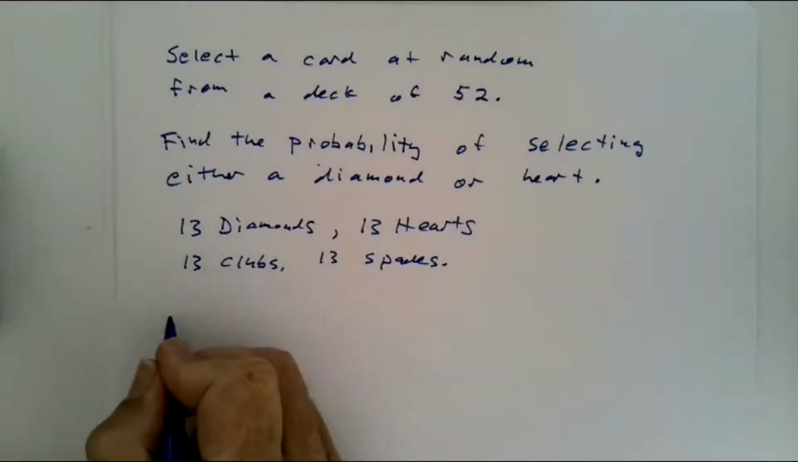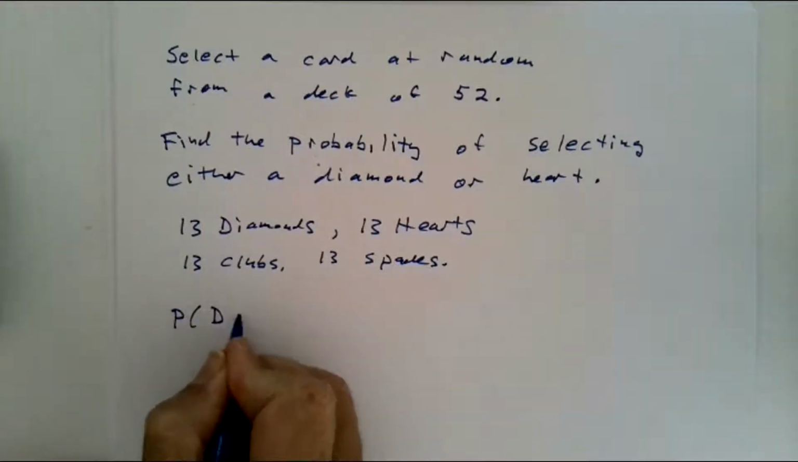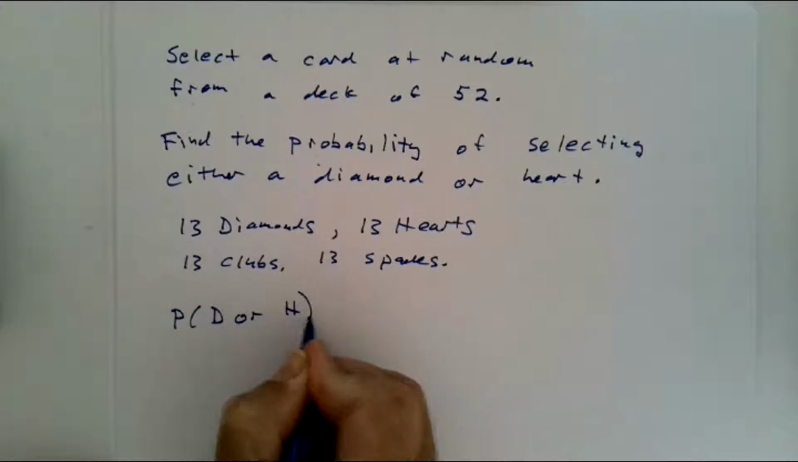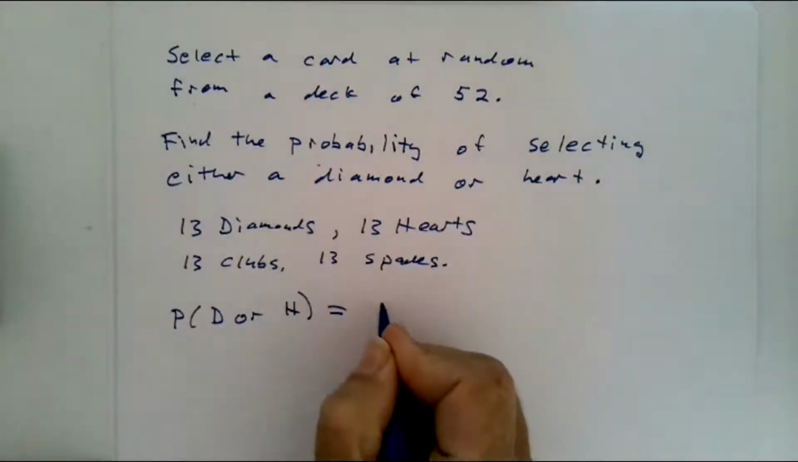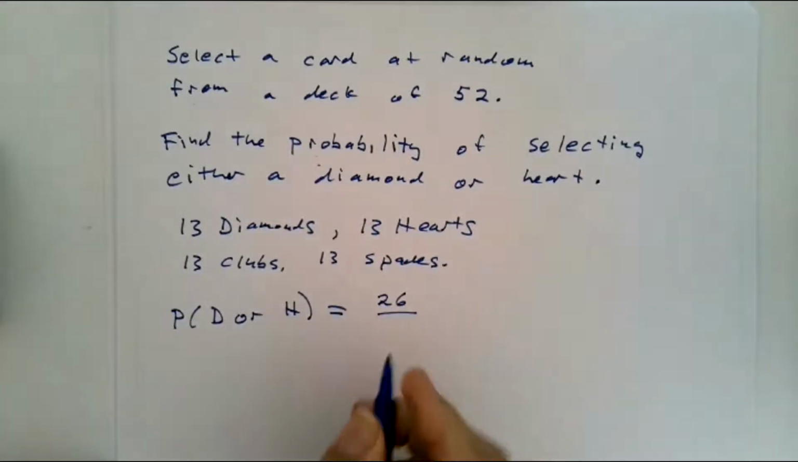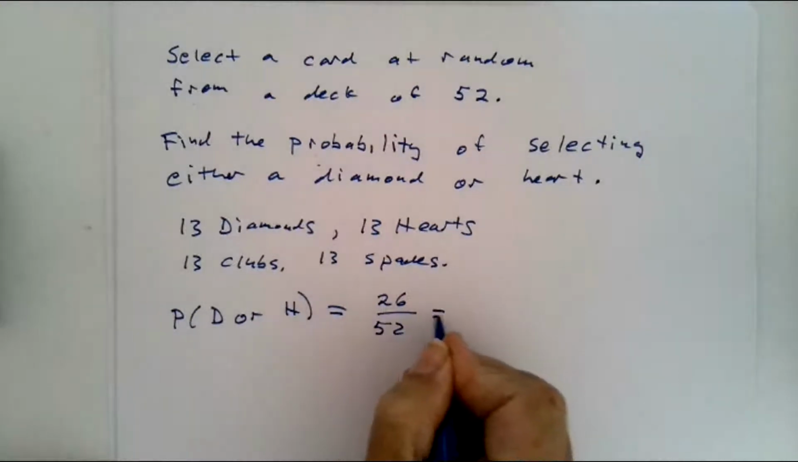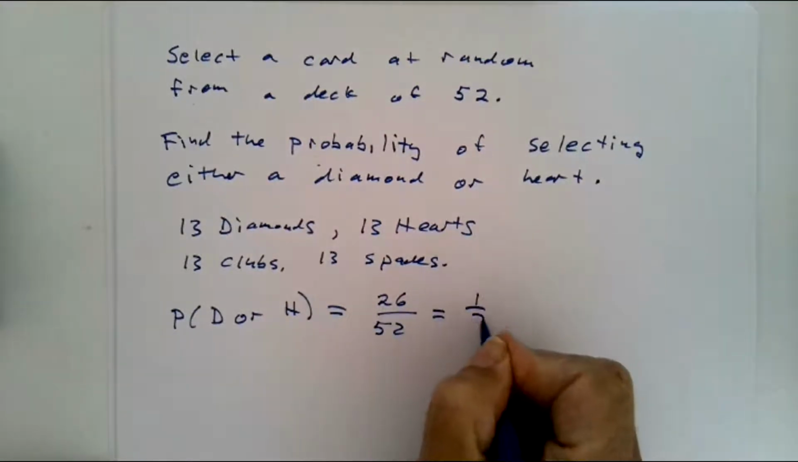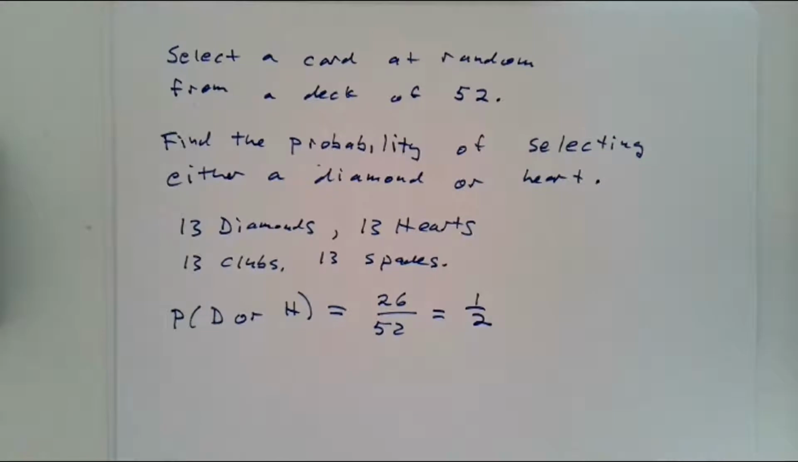Our probability of diamond or heart, how many winners do we have? We have a total of 26 out of how many total, out of 52, which could reduce to 1/2. So that's fine. But there's something else for us to notice.